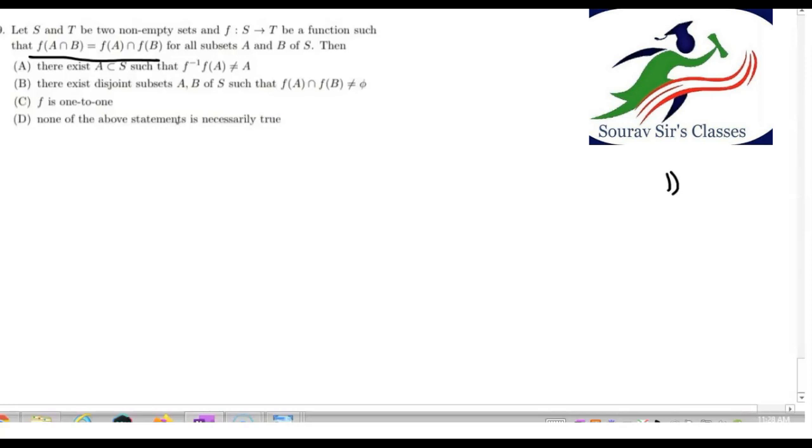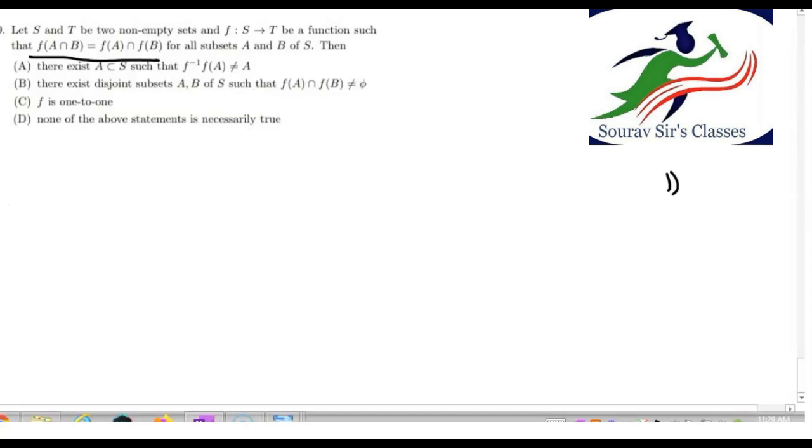There exist disjoint subsets A, B of S such that f(A) intersection f(B) is not equal to phi. The third option says that f is one-one. The fourth option says none of the above statements is necessarily true. Okay, so we have to find out the correct option. First of all, let us check option B.